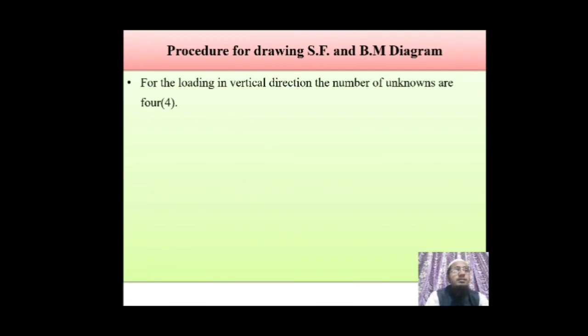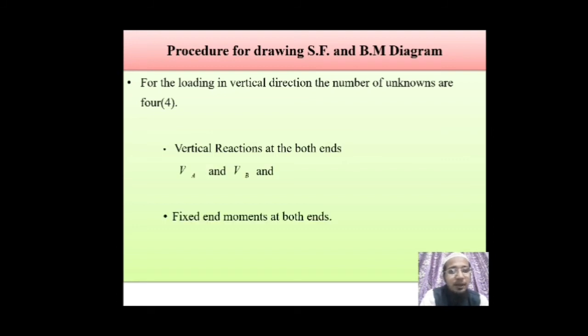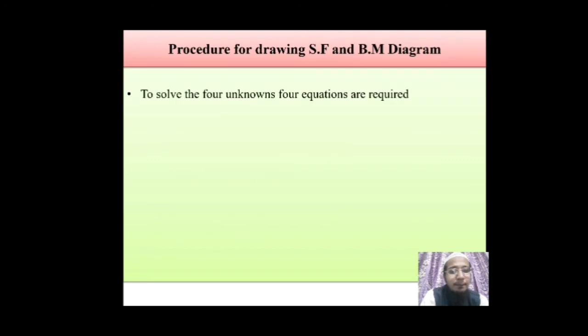Now, let us see what is the procedure for drawing the shear force and bending moment diagram. First of all, for the loading in the vertical direction, the number of unknowns is 4, as we have just seen. Which are those? Yes, the vertical reactions at both ends, that is VA and VB, and the fixed end moments at both ends, that is MA and MB.